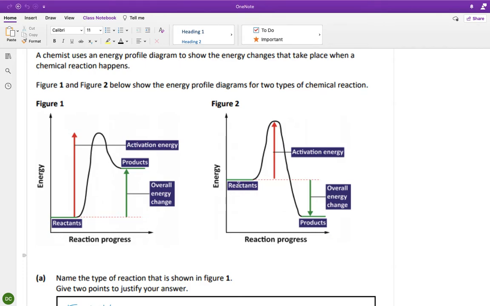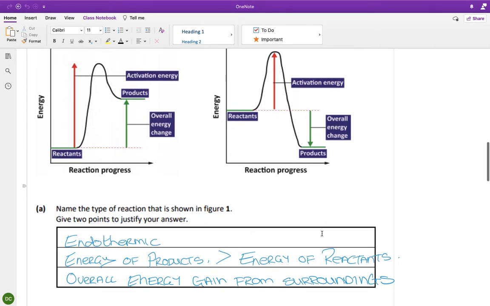And this one here, the reactants start higher, and over the course of this reaction, they lose energy. The activation energy here is a bit of a kick up, but overall, as I said, the products are lower than the reactants. Okay, so if you compare those to the ones that I have in the notes, they're very similar. So the first one is endothermic. And two reasons I know: the energy of the products is bigger.